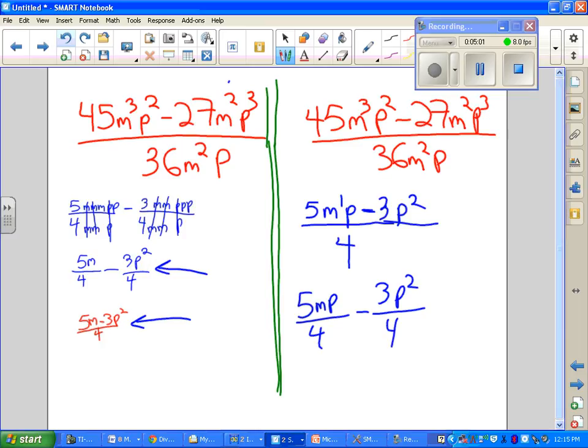Both are acceptable. I did make a mistake on this side. There's a p right here I forgot to write. I'm sure someone caught that by now. All right, your second example.